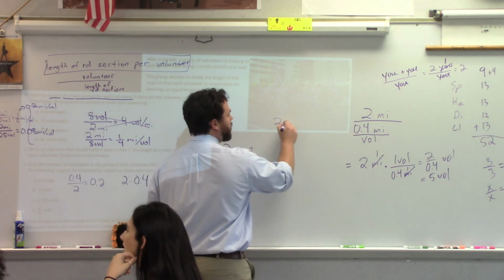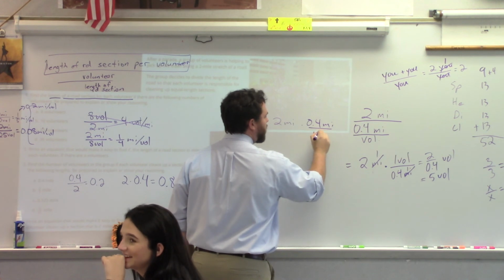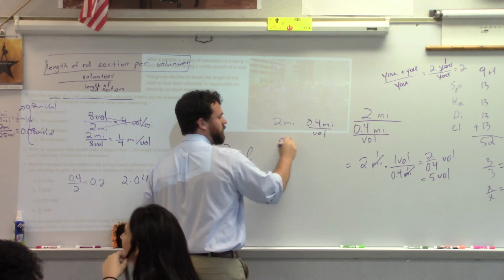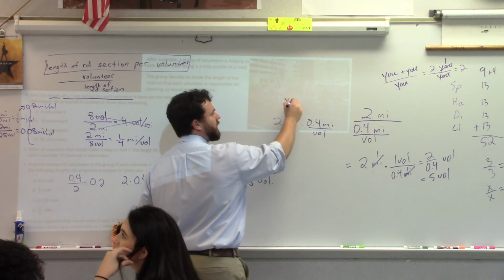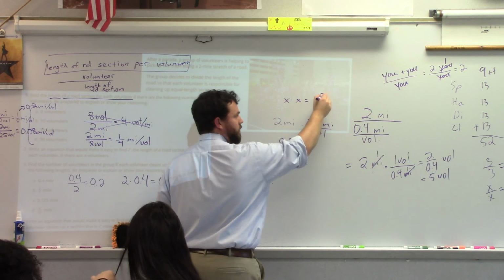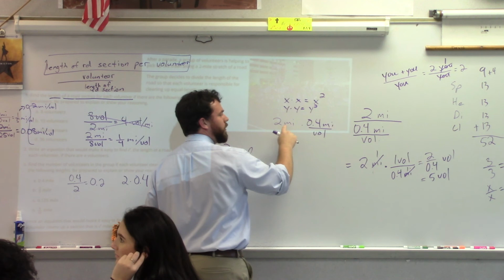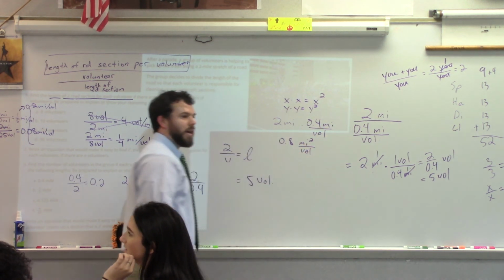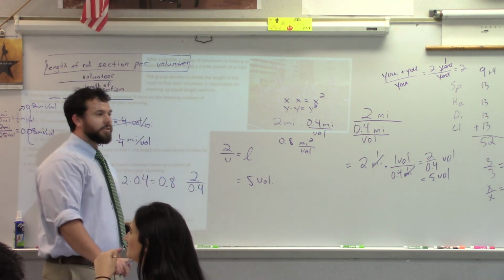Notice if I actually did 2 miles times 0.4 miles per volunteer, what's miles times miles? Not dividing, multiplying. What's x times x? x squared. What's y times y? y squared. So what's miles times miles? Miles squared. Do those units make sense? Miles squared per volunteer? Not if I'm looking for the number of volunteers. Pay attention to your units.